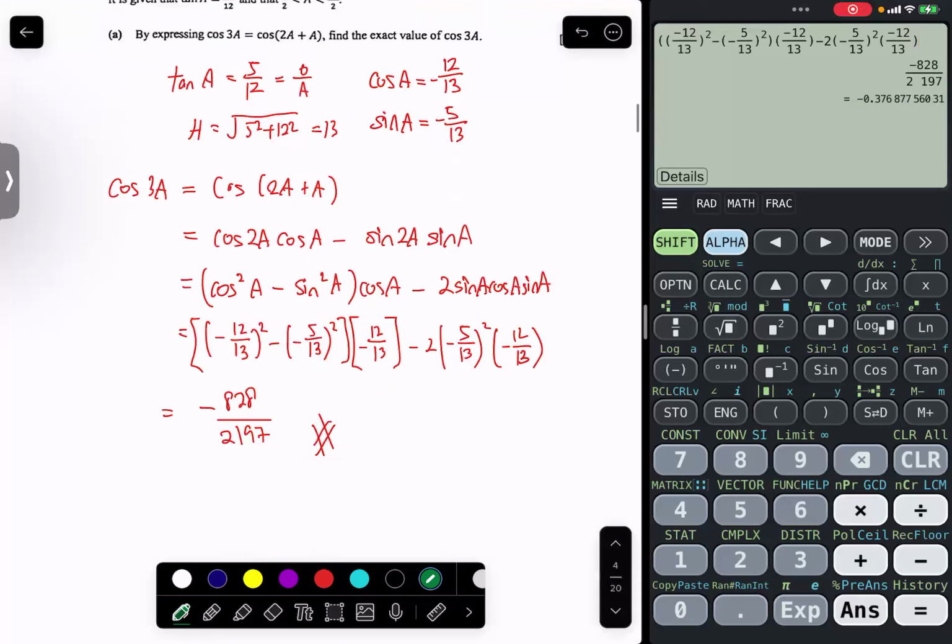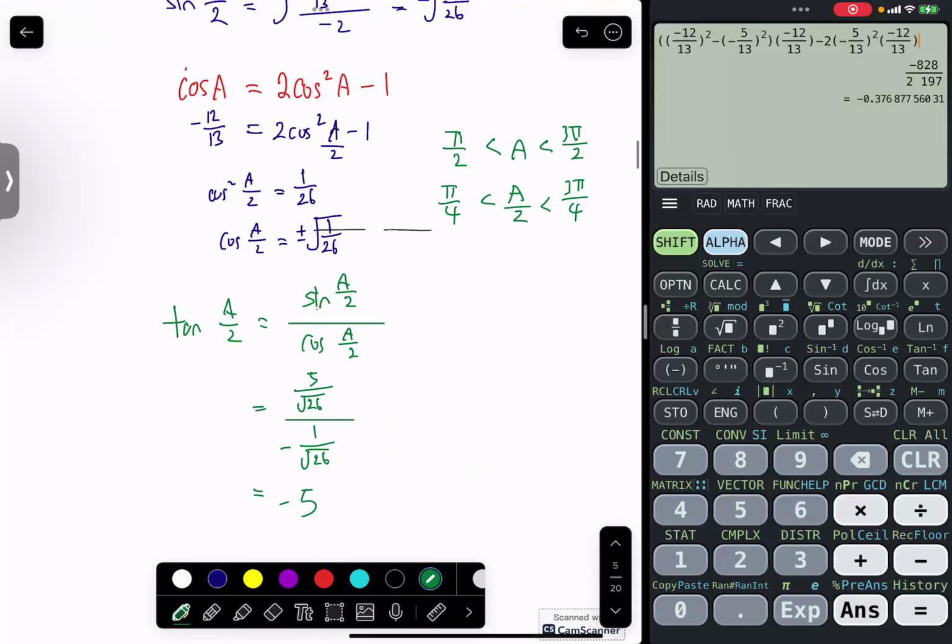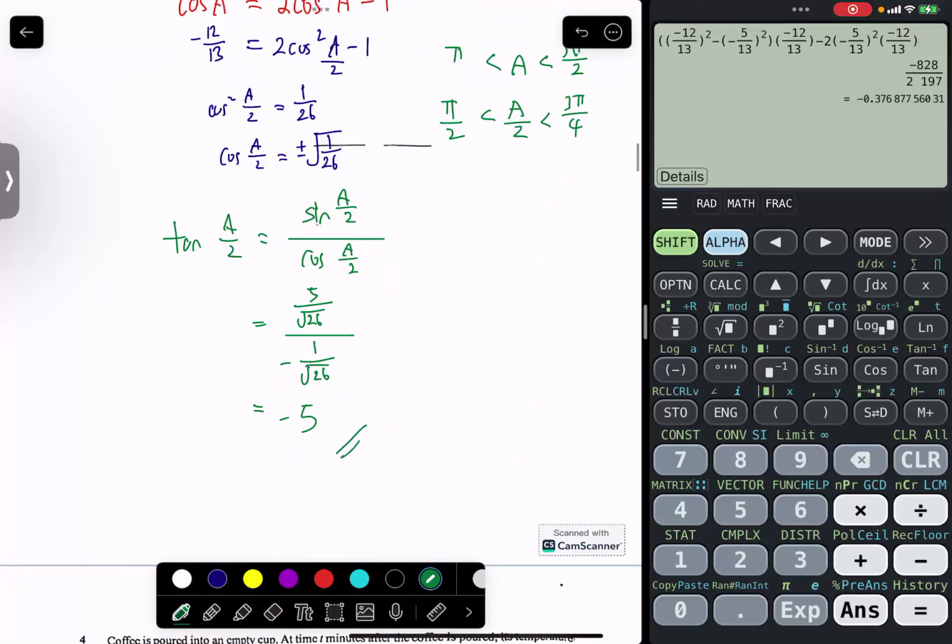Okay. Right. Yeah. The range should upgrade. Oh, cos is in the third, A is in the third quadrant. Okay. So this one should be pi 1.